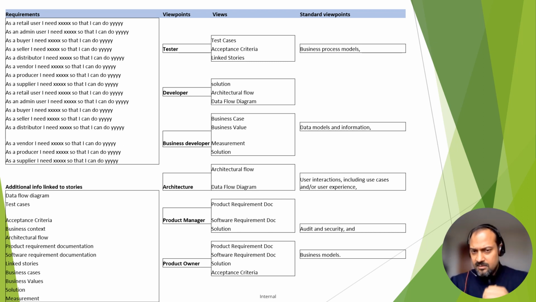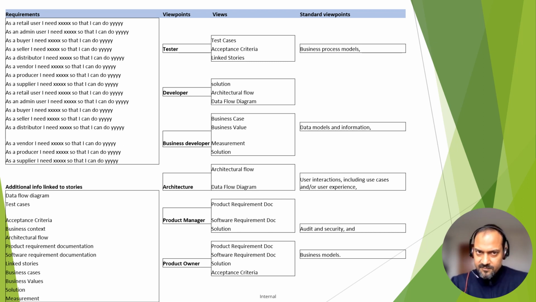Now, just assume that you are a tester. What information would you be interested in? You would be interested in the test cases for these stories, the acceptance criteria for these stories, and the linked stories, or it could be the bugs associated, or other information that a tester might be interested in. If we start showing a tester an architectural flow or a data flow diagram, that doesn't make sense for him, right? That's why we said for each viewpoint, we don't fill it up with a lot of information. It is only the relevant information for the relevant stakeholder.